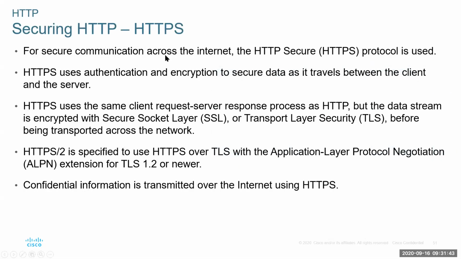As we talked about, HTTPS is the secure version of HTTP. It typically uses authentication and encryption to secure that data as it goes back and forth. As far as securing that, there's a couple different protocols you can use, either SSL or TLS, in order to encrypt that data and send that across there. And then you can use HTTP over TLS or application layer protocol negotiation to figure out which version of TLS you're going to use. Typically today you want to make sure you're using at least 1.2 or newer. Otherwise you can get your information decrypted pretty easily.